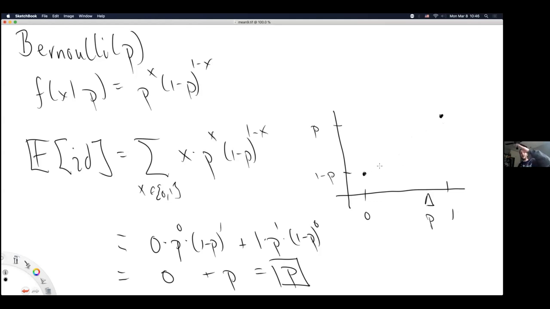The way you can think about that is if your function is like this and this side weighs a whole bunch, you got to move closer out to this side to balance out this function. You've got to move closer to one to balance out this function, because one, according to my picture, has more weight.